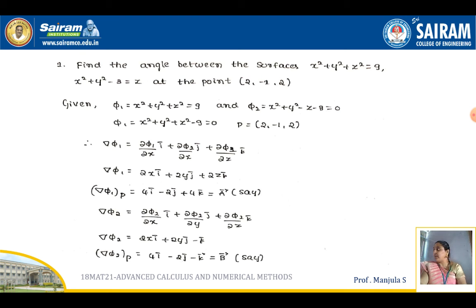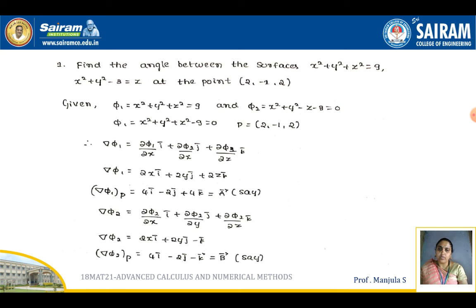So first we'll write the formula for del phi 1. Phi 1 can be written as x square plus y square plus z square minus 9, and the point is 2, minus 1, 2. So first we should write the formula for the gradient of phi 1, that is dou phi 1 by dou x into i plus dou phi 1 by dou y into j plus dou phi 1 by dou z into k cap.